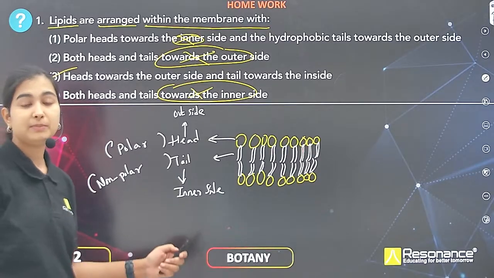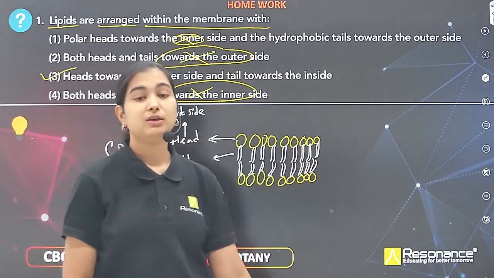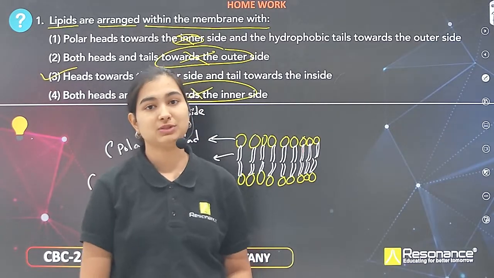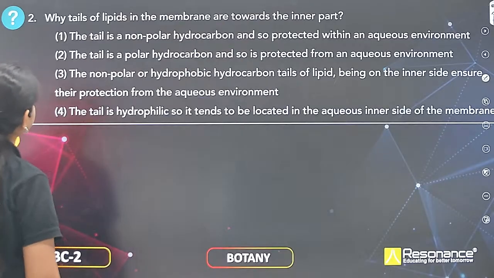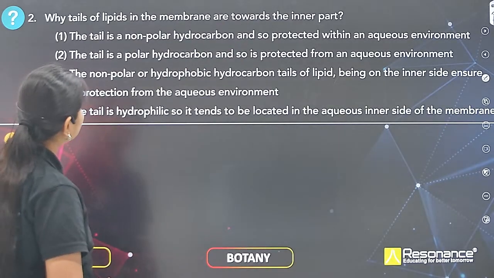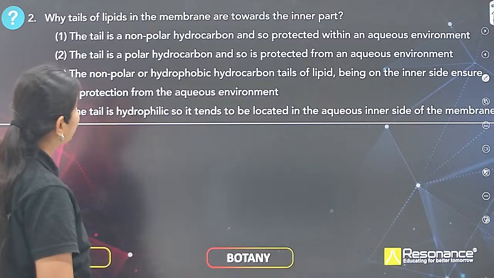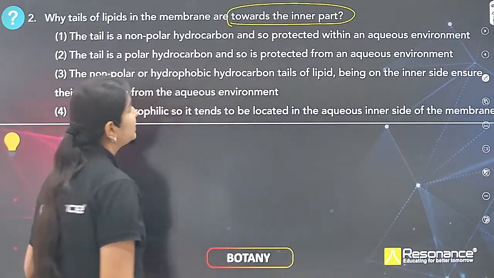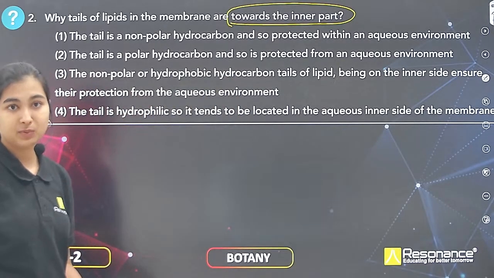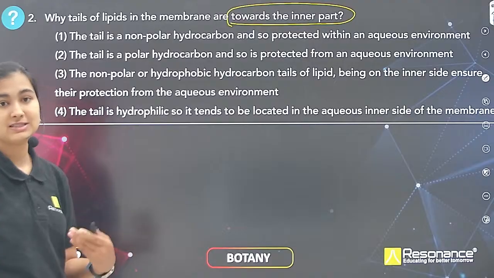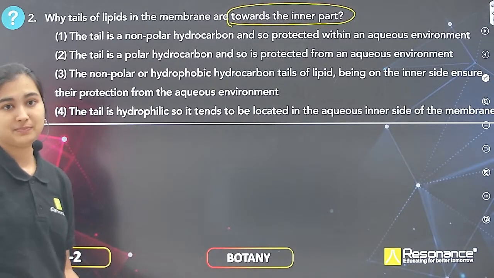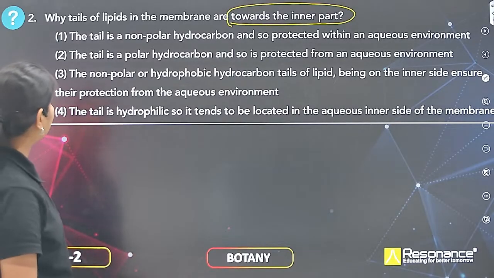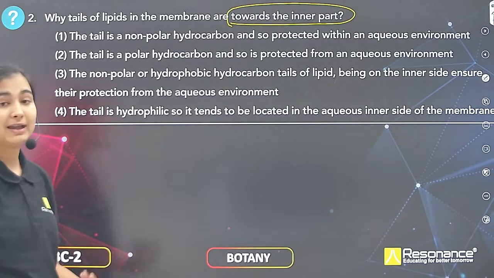Whoever marked this wrong, you can quickly open your materials and go through this concept one more time. Next, why are the tails of lipids in the membrane towards the inner part? So they are asking why exactly. The tail is present towards the inner part. But what did we study? The head which is present outside is polar. And the tail which is present inside is non-polar. So the non-polar, they are hydrophobic.